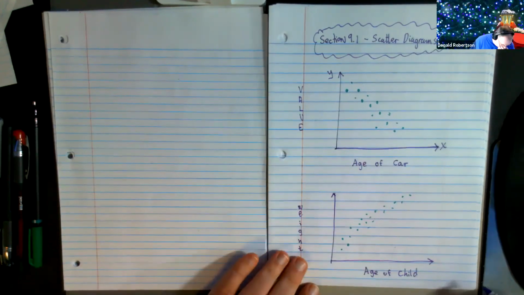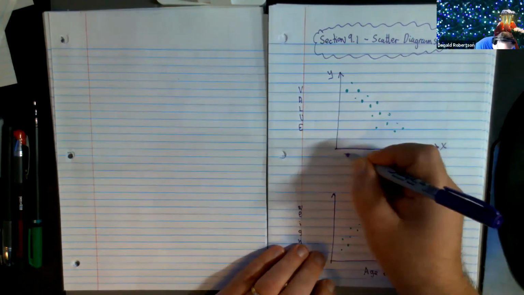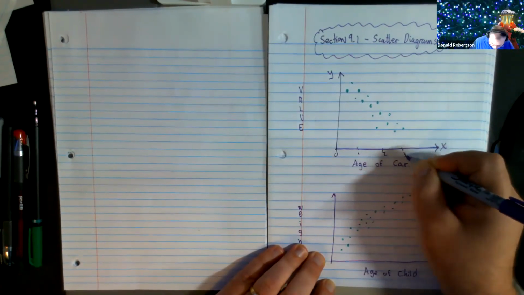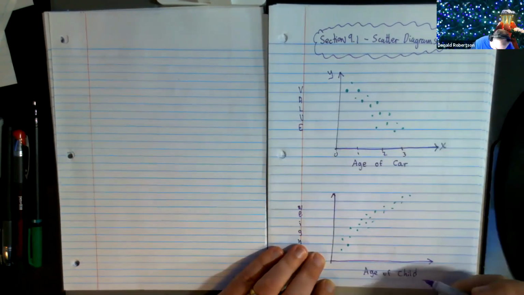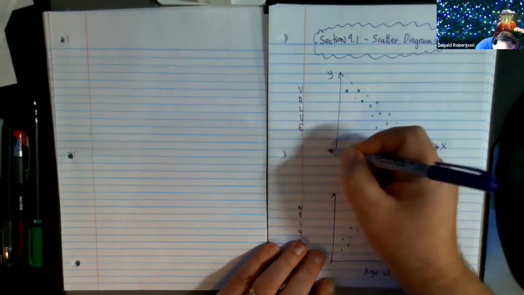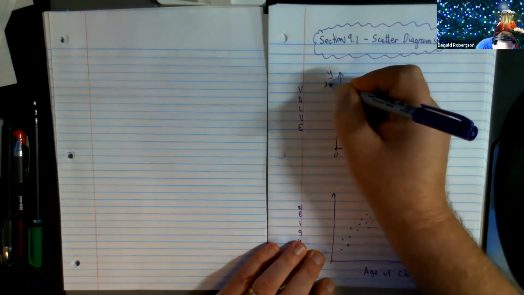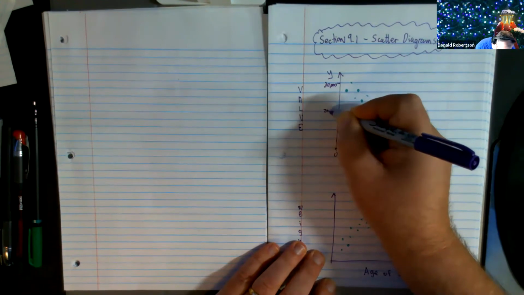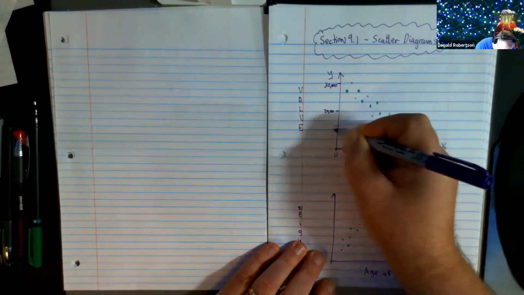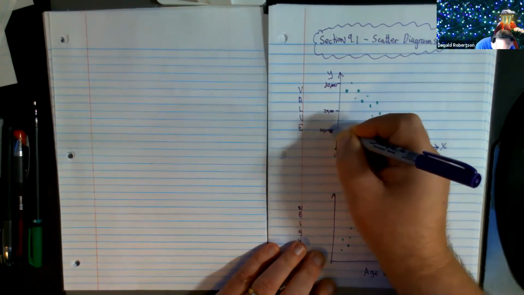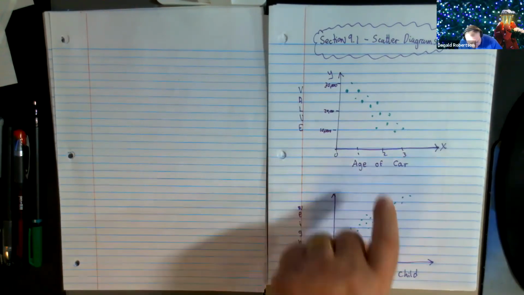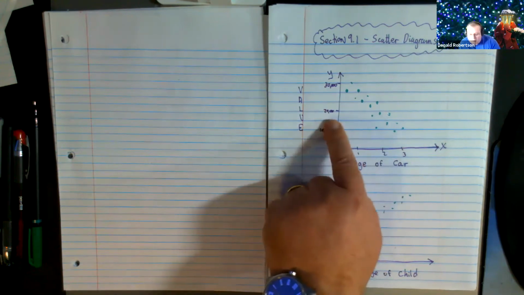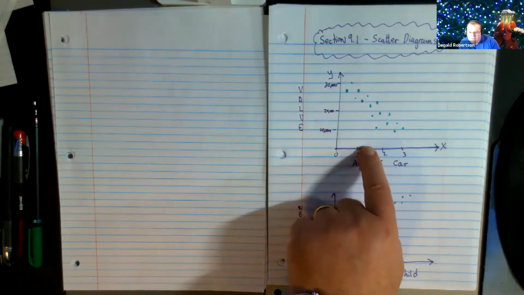Imagine that you collected data on a number of cars, and you had a brand new car, 1 year old, 2 year old, say 3 year old, and you plotted it. And here's the value of the car: maybe 30,000, 20,000, 10,000, and so on. So basically, all you're doing is plotting the age of a car against the value, say the Blue Book value of that car.